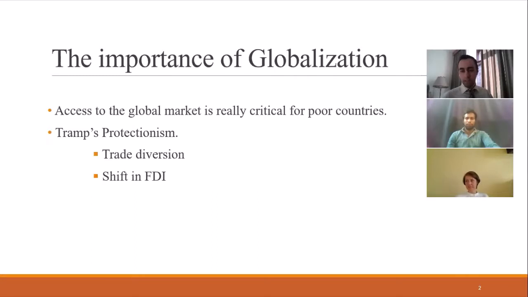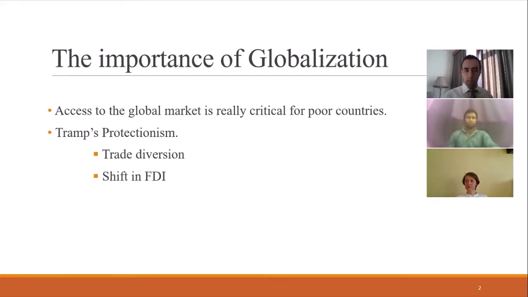And I understand that many people all around the world are criticizing globalization because it is increasing the inequality in the societies. But we will come back to this point at the end of this session and talk about this issue.